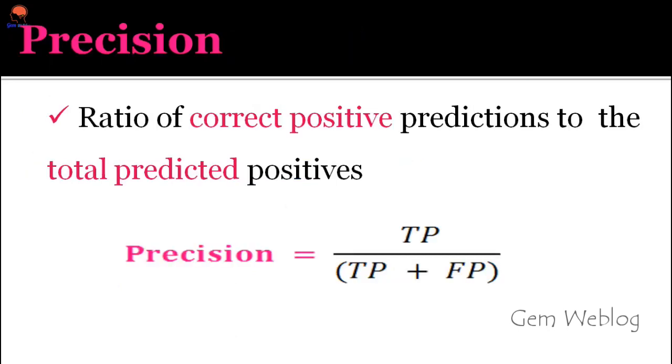Now we look into how the precision is calculated. The precision is nothing but the ratio of correct positive predictions to the total predicted positives. So the formula is true positive divided by true positive plus false positive. Here the precision and recall have to be calculated for each and every class separately.